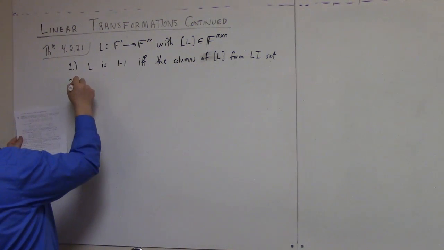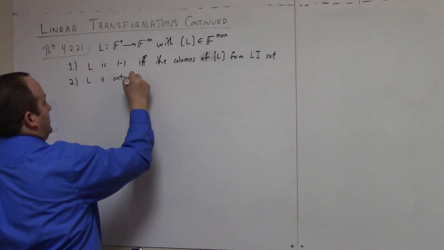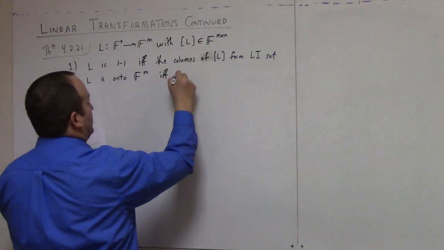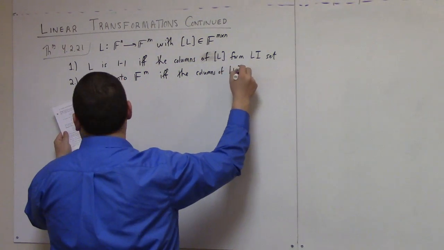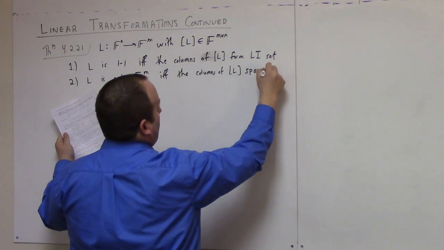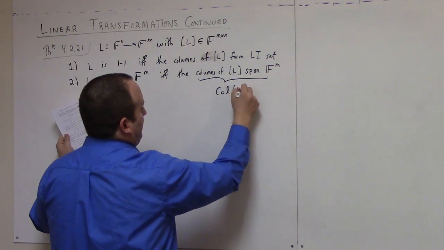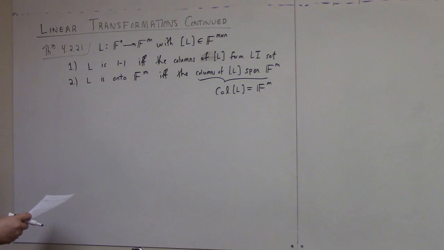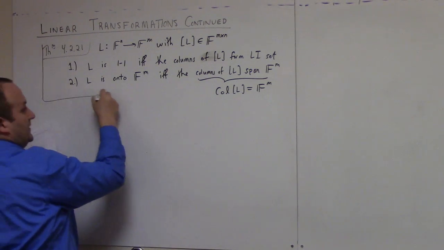And 2, L is onto, or you could say L is a surjection, onto Fm, if and only if the columns of the standard matrix L span Fm. Of course, this I have a formula for. In other words, I could say if the column space of the standard matrix is equal to Fm, then it's onto. The proof of these propositions is given on page 141. I will go through them briefly here.